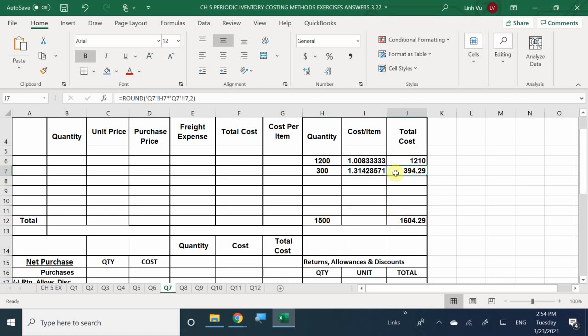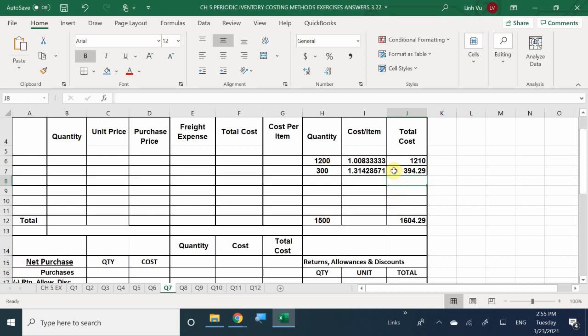I got 920. Where did I go wrong? Oh, so the total cost is the cost per item times the quantity, right? Yes. Or in this case, since this is supposed to be, what was it, 394.29, you may have to resolve for the cost per item here. So let's try that. 394.29. Okay. I got that if I times the cost item by the quantity. Okay, then that's perfectly fine.